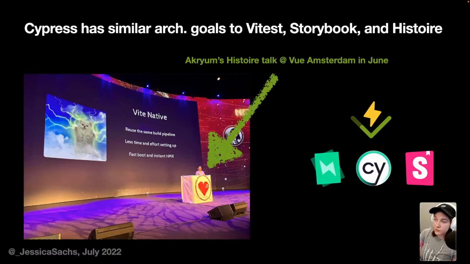Cypress has similar architecture goals to Vitest, Storybook, and Histoire. At Vue Amsterdam in June, Akryum, one of the Vue core members, released Histoire. There's a strong overlap between the Vue and Vite communities, because the same person, Evan You, wrote Vite as well as Vue. So you're seeing a lot of innovation early on in the Vite space from some Vue core contributors. But the goal is to make it bundler based. And I think Rich Harris said 3 days ago that Vite is this unifying build tool across frameworks. I thought he said it much more eloquently than I did, but I thought that was a really astute observation. Like it was a really correct observation. And so Histoire is this Vite native build tool that allows you to reuse the same build pipeline.